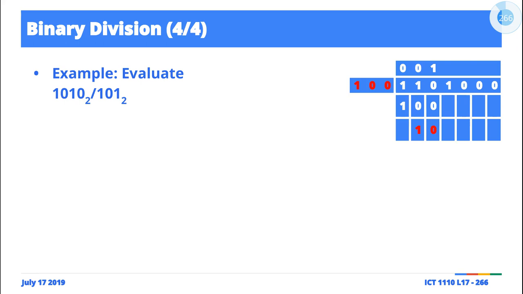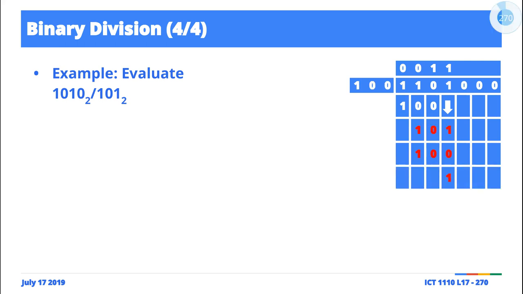We try to say, can this go into 10? It cannot. Right? So what do we do? We drop down this 1 here. It comes down here. We check. Can this go into 101? It can. Right? It goes there one time. We multiply the 1 by 100. Right? We get 100. We subtract 100 from 101. We're going to get 1.